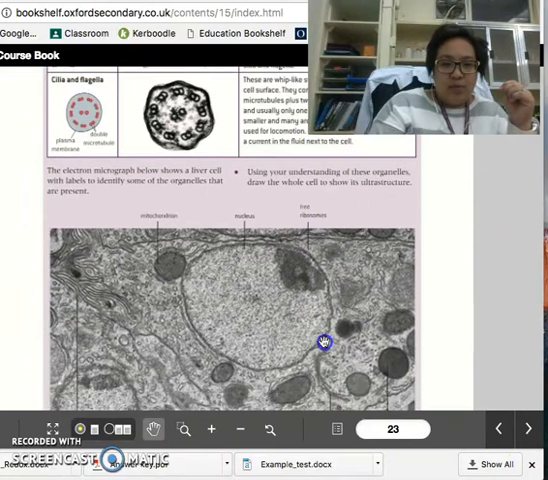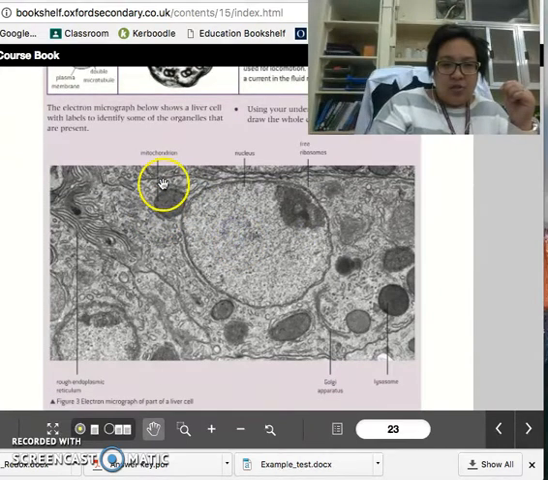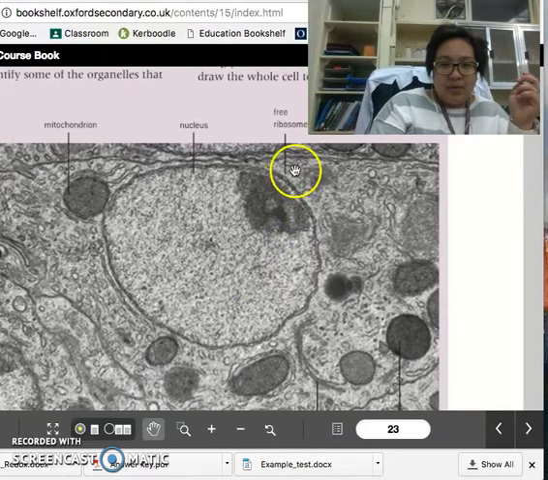Here's another example from the book. So you have your spherical organelle, that's your mitochondria. The bigger one is your nucleus. Here it's pointing at somewhere and you don't exactly know what it is. Your good guess would be a ribosome or the cytoplasm. So this one is pointing at a free ribosome in the cytoplasm.